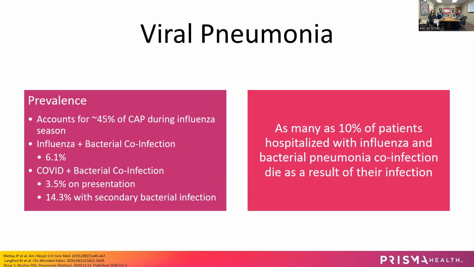And also as many as 10% of patients hospitalized with influenza and bacterial pneumonia co-infection die as a result of their infection. So this co-infection carries a pretty large mortality rate. So it's something to consider when you have a patient with a flu positive pneumonia, whether or not those patients need antibiotics on top of that, as you could have some fatal results depending on the decisions you make.